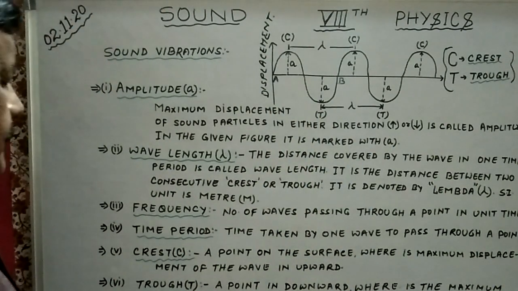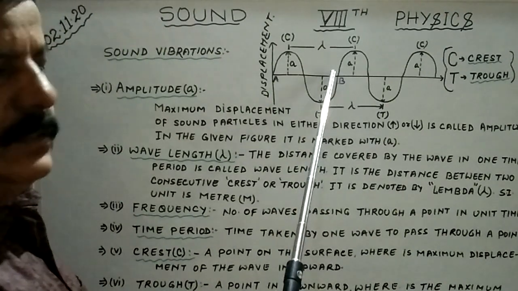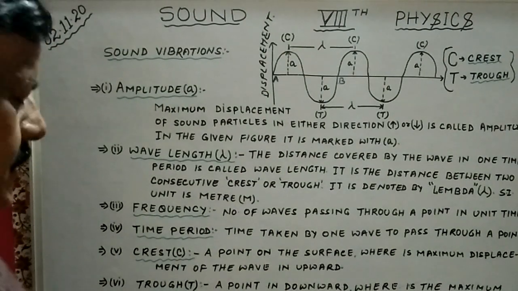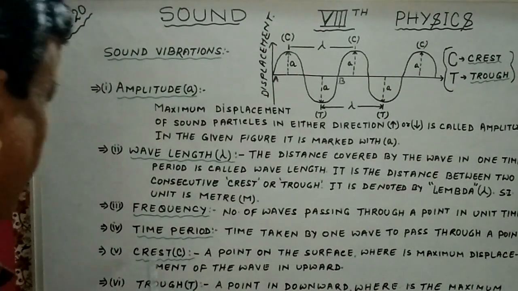So how much time is this wave taking to pass through this point? The time one wave takes to pass through a point is known as time period, or you can say the time taken to complete one wave.